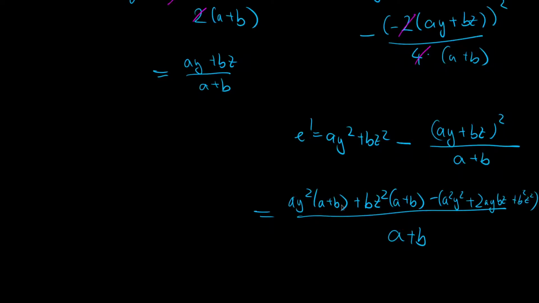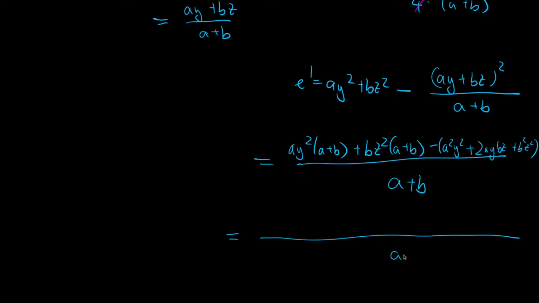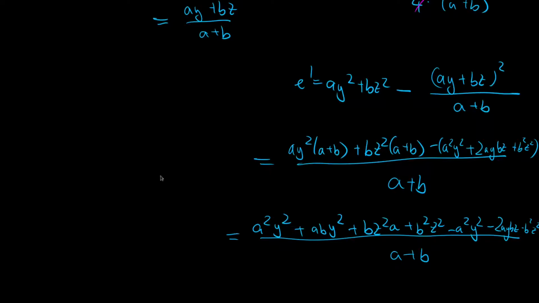And then let's multiply everything and evaluate the minus, and then we're getting the long fraction over a plus b. And here we have, well, this will be first a squared y squared, then we have ab y squared, then we have bz squared a, and then we have b squared z squared, and then we have minus a squared y squared minus 2aybz, and here we have minus b squared z squared. And then we see that there is something that cancels. There is a squared y squared that cancels, and there's b squared z squared that cancels.